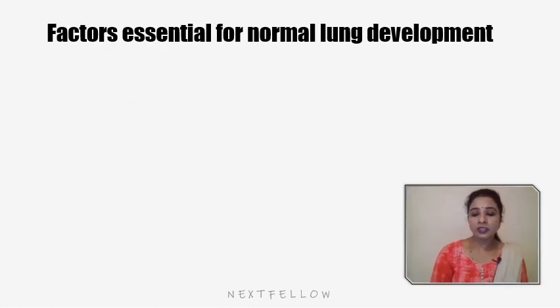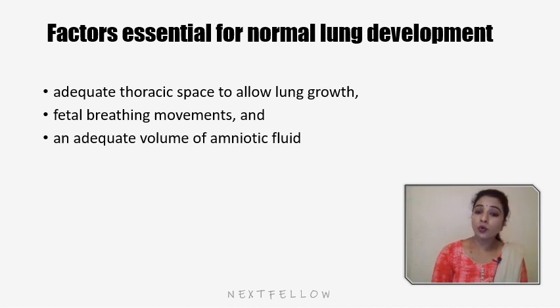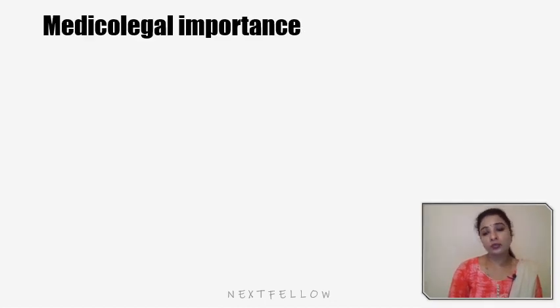Factors essential for normal lung development. There are 3 important factors essential for normal lung development: adequate thoracic space to allow lung growth, fetal breathing movements, and adequate volume of the amniotic fluid. So those are the 3 important ones.